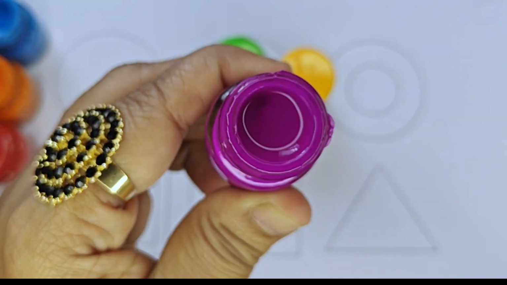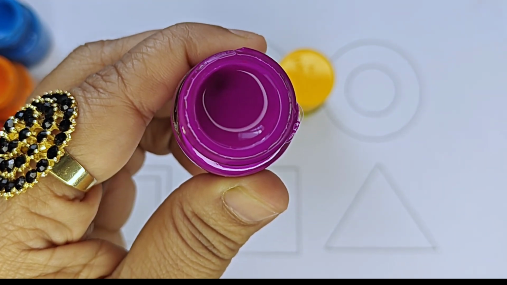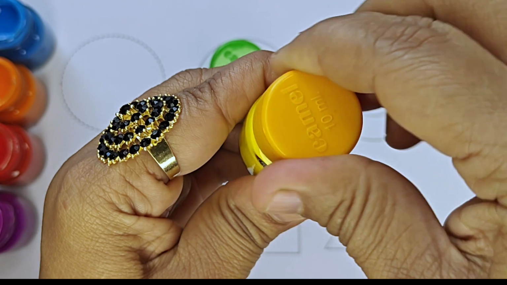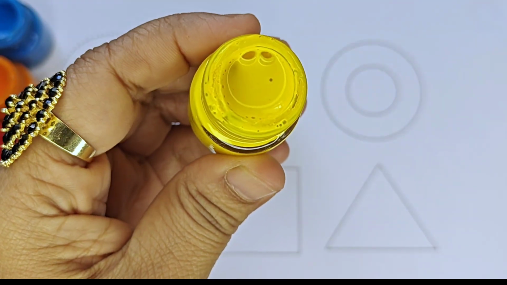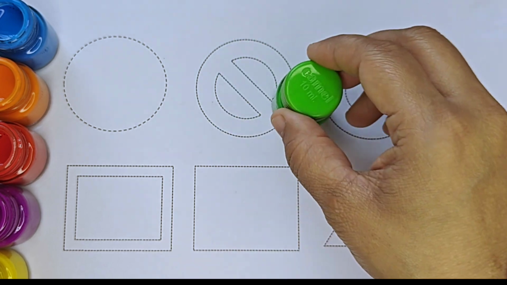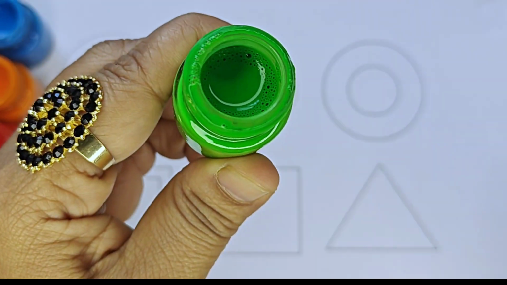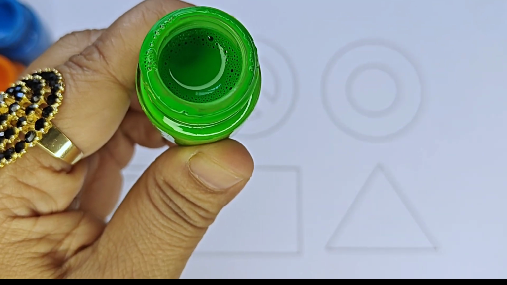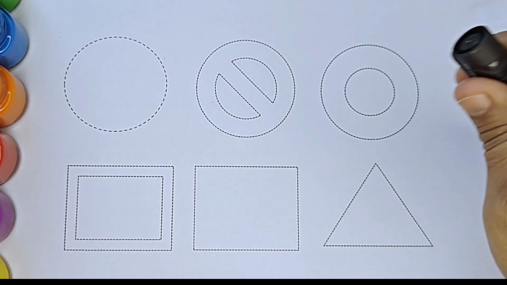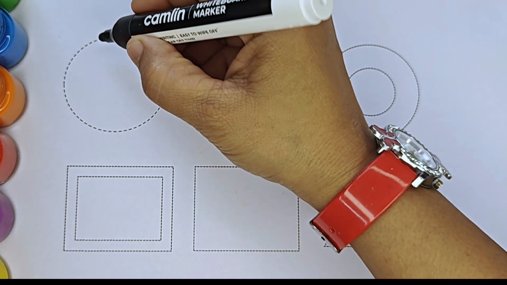This is purple, P-U-R-P-L-E, purple color. This is yellow, Y-E-L-L-O-W, yellow color. This is green, G-R-E-E-N, green color. This is black color. Let us draw the shapes.